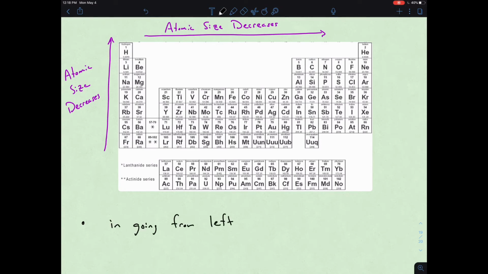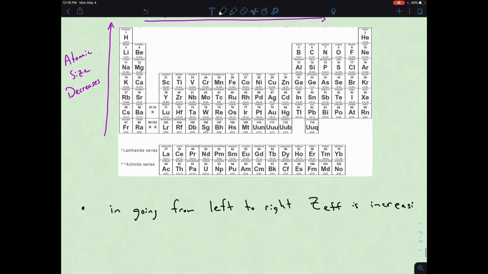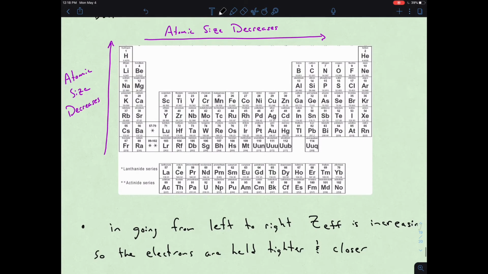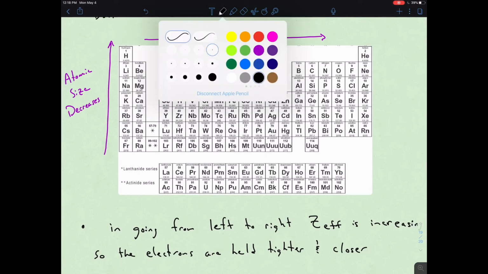So if we're going from left to right, Z effective is increasing. So the electrons are held tighter and closer. So, Z effective is really increasing along with that type of decrease that we see.